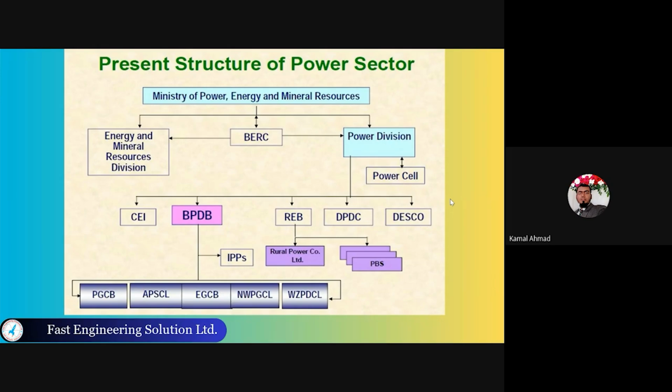Under the Power Division, we have the Power Cell, the Bangladesh Power Development Board, and some IPPs under them, PGCP, APSL, which I described earlier. REB has some distribution committees, PBS, DPDC, and some ESCO distribution. Next.